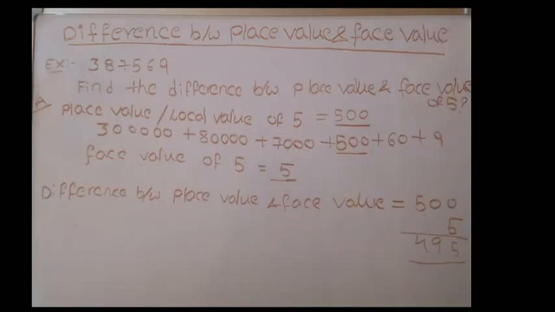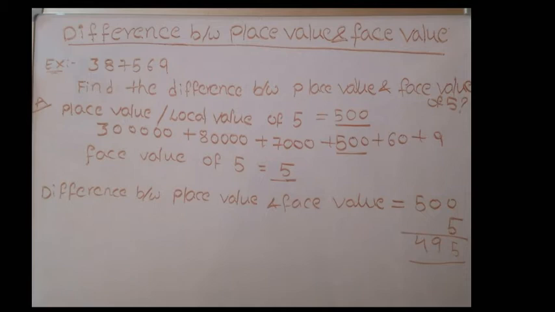See the next example. 387569. Here you have to find the difference between place value and face value of 5. Place value and local value are both the same. We can call it place value or local value. Place value is also called local value.